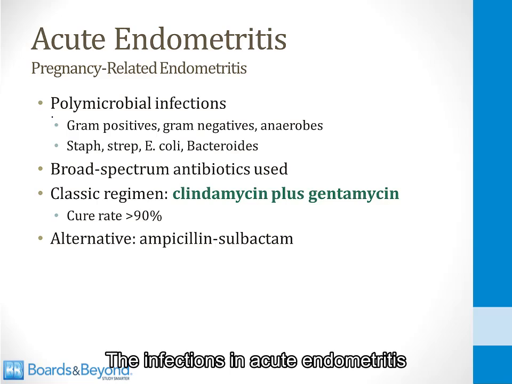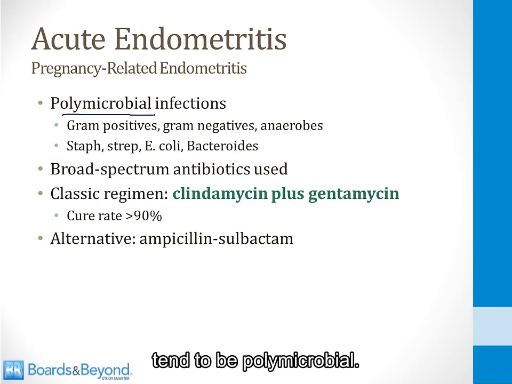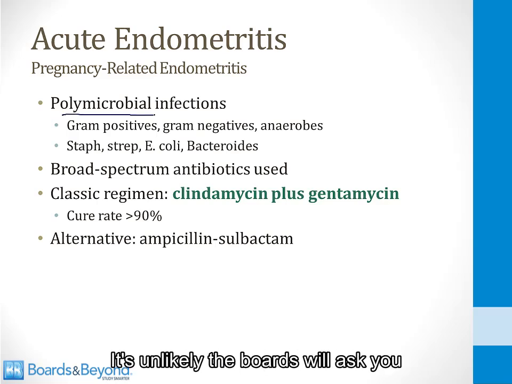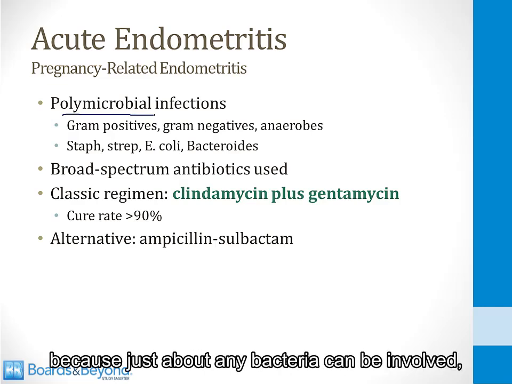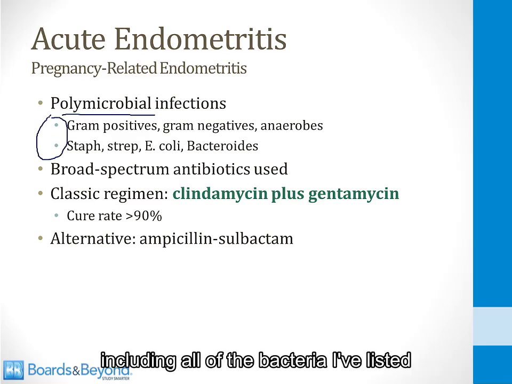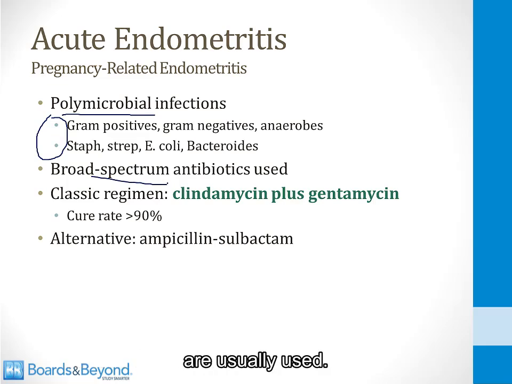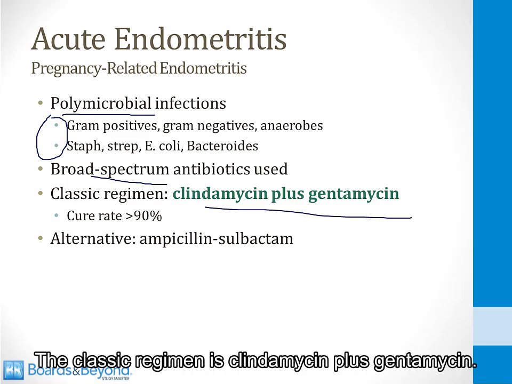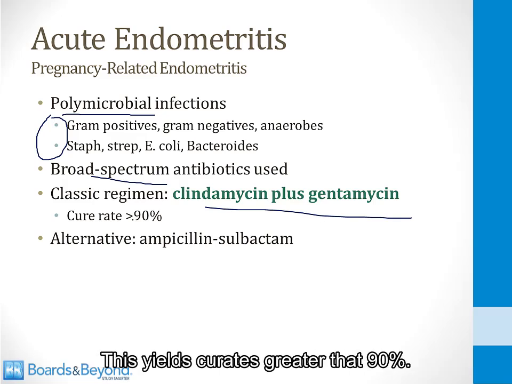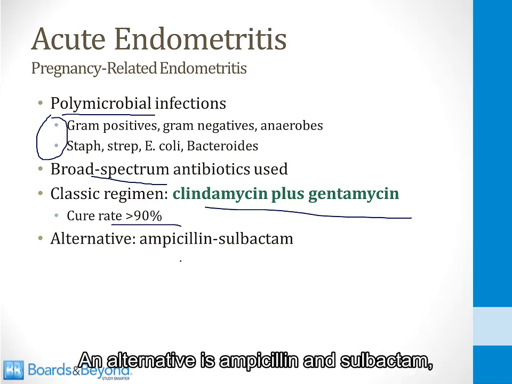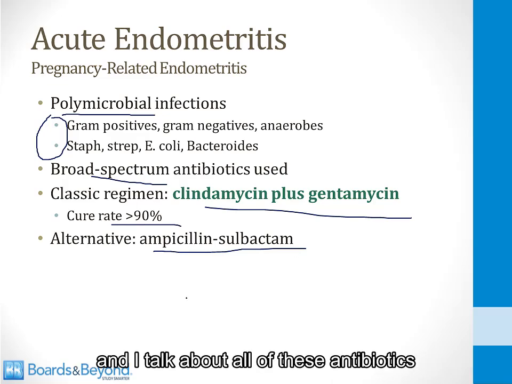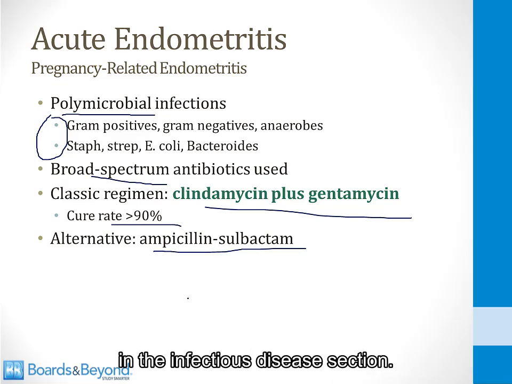The infections in acute endometritis tend to be polymicrobial. It's unlikely the boards will ask you to identify the causative agent because just about any bacteria can be involved, including all of the bacteria I've listed on the slide here. So for this reason, broad-spectrum antibiotics are usually used. The classic regimen is clindamycin plus gentamicin. This yields cure rates greater than 90%. An alternative is ampicillin and sulbactam. And I talk about all these antibiotics in the infectious disease section.